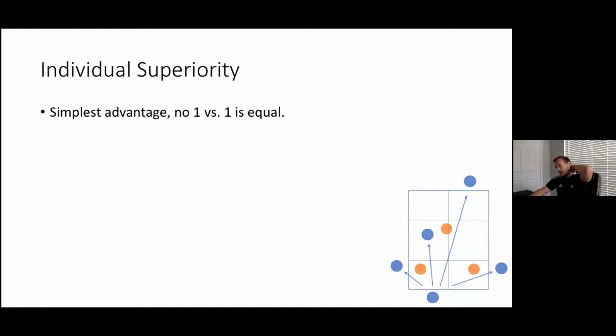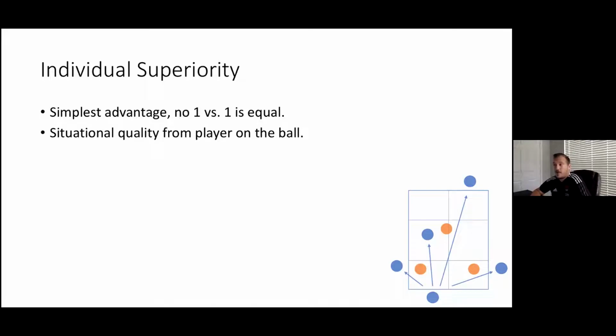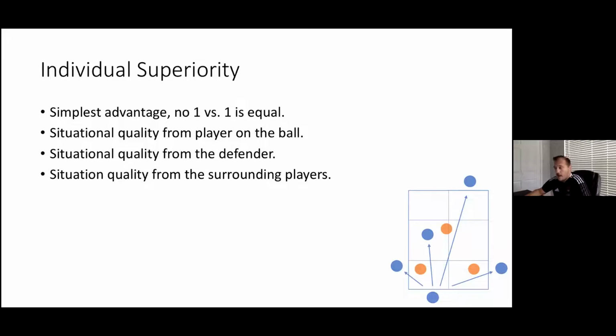Individual superiority, again, this is the easiest, simplest one to understand. It's the difference between having me or Messi on the field, right? So it depends on the quality of who's on the field. It depends on who's the player on the ball, who's the player defending, who are the surrounding players. It depends on what position that player is in. So do you have an individual superiority when Messi's your fullback versus when he's your striker?